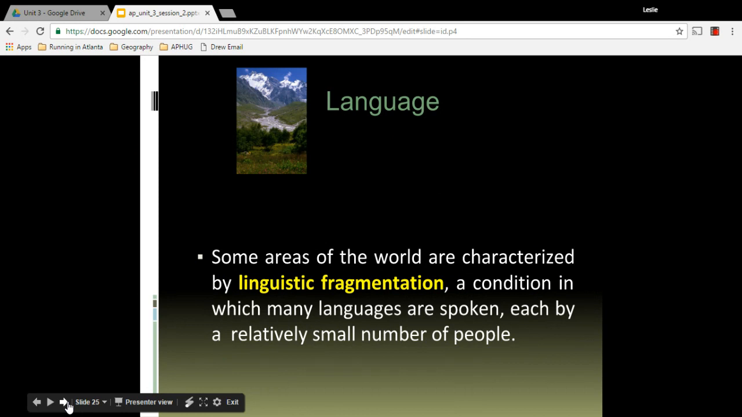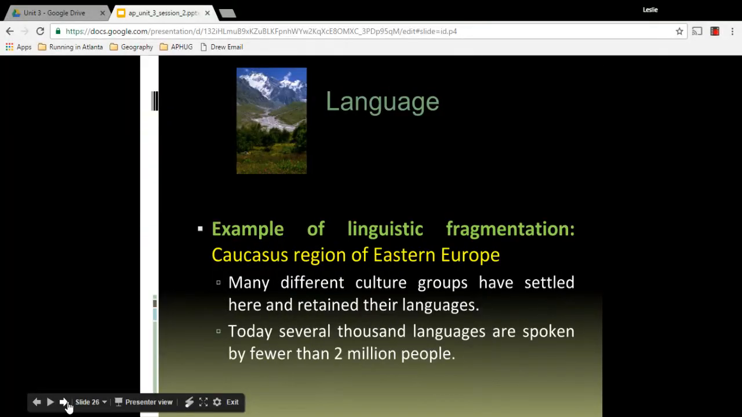Some areas of the world are characterized by linguistic fragmentation, which is a condition in which many languages are spoken, each by a relatively small number of people. An example of linguistic fragmentation would be the Caucasus region of Eastern Europe. Many different culture groups have settled here and retained their languages. Today, several thousand languages are spoken by fewer than 2 million people. That means you're much more likely to encounter someone who does not speak your language than you would, say, living in Atlanta, Georgia.